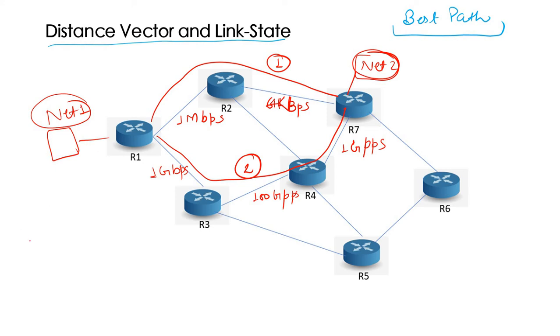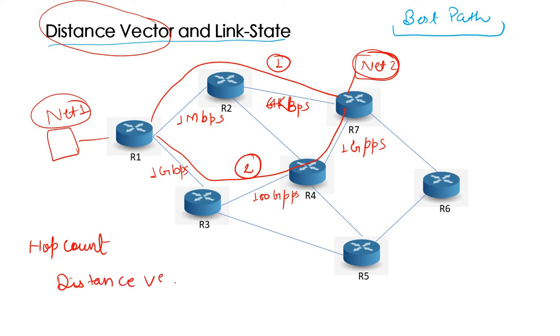Whenever we are choosing the path by hop count, that is how many hops away the destination is, that is our distance vector. It depends on how much distance the target router is having. So that is a distance vector protocol. There are some distance vector protocols, and some are link state routing protocols. The distance vector routing protocol is RIP.